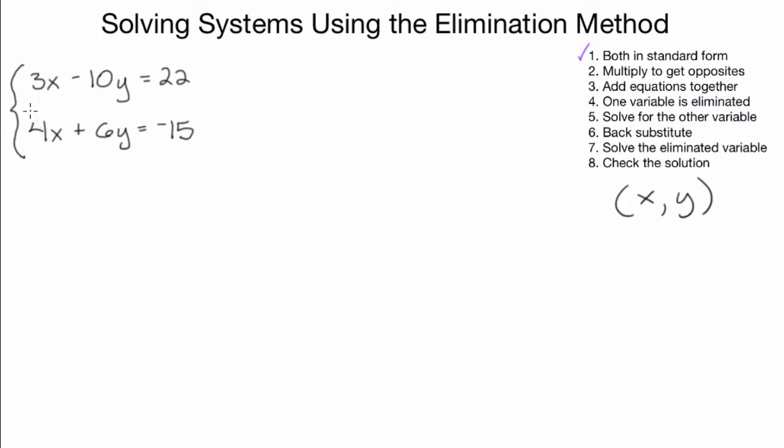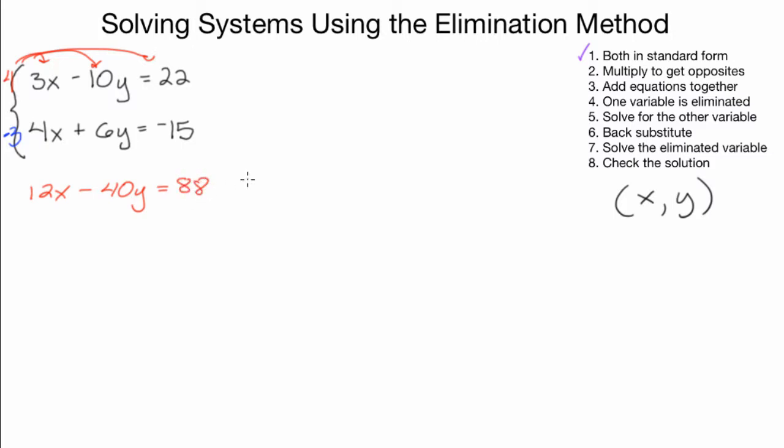So what do I need to do that? Well, to get 12 and negative 12, I need to multiply the top equation by 4, and I need to multiply the bottom equation by negative 3. So I'm going to write what I'm multiplying over there, and let's just do the distributive property. 4 times 3 is going to give me 12x. 4 times the negative 10 gives me negative 40y. It's equal to, and then 4 times the 22 is 88.